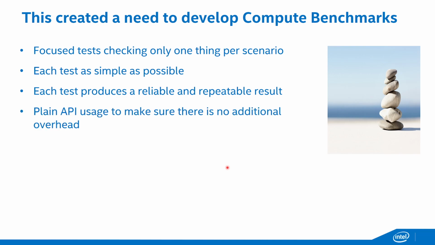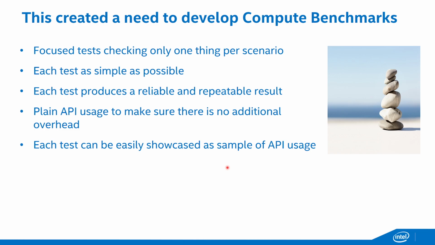We also, in these compute benchmarks, focus on using the plain API. We don't use wrappers. We avoid things like that. We just want to clearly measure the API calls or the scenarios that are of interest to us. And we make sure to not count any additional overhead that may come from using some kind of wrappers, some kind of helpers, and stuff like that.